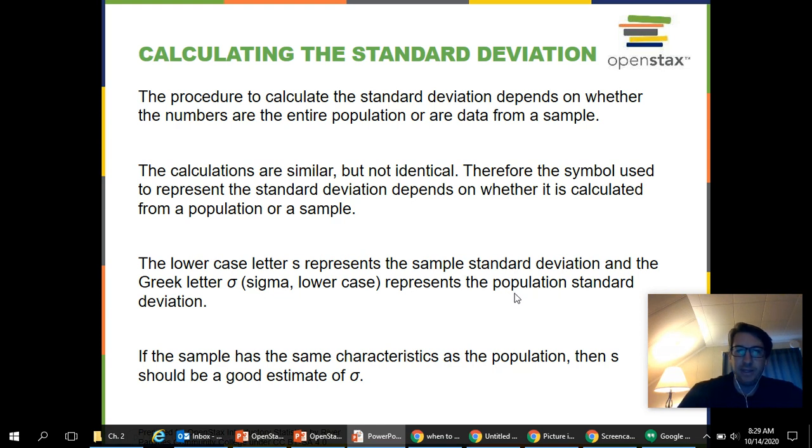We use the population standard deviation when we know everything in the entire group, like a softball team. If we know everybody on that team, we would use the population standard deviation. If we're looking at a whole city and we only use one small part of the city, that's a sample. So we use, obviously, the sample standard deviation.